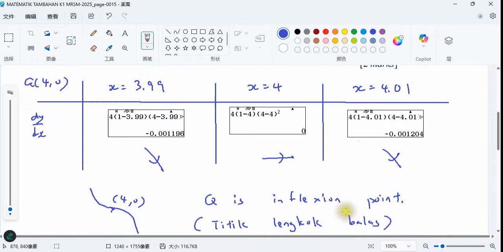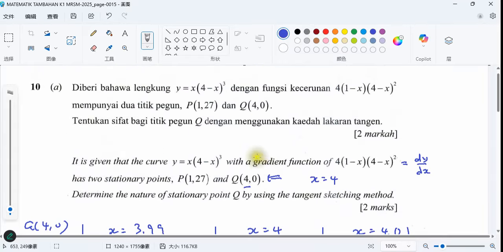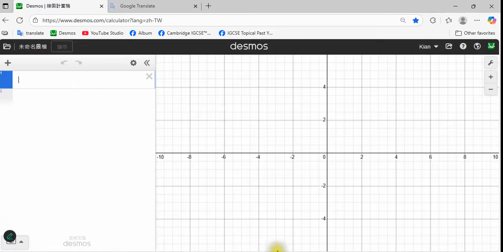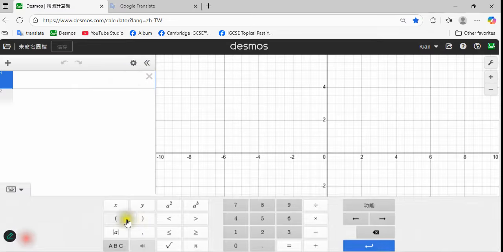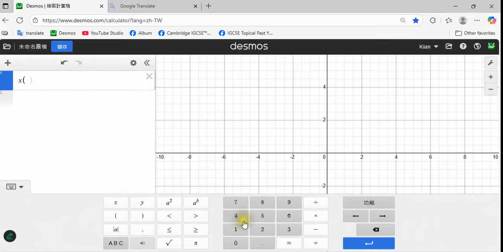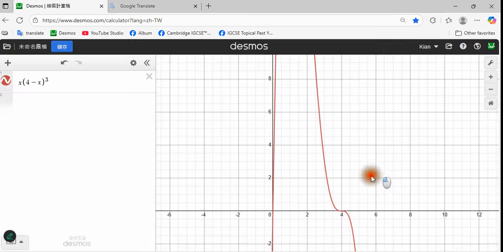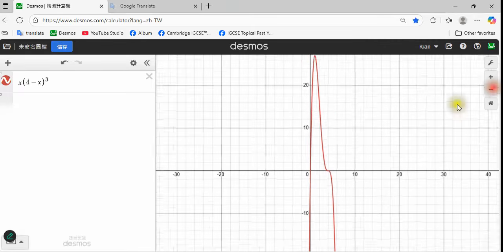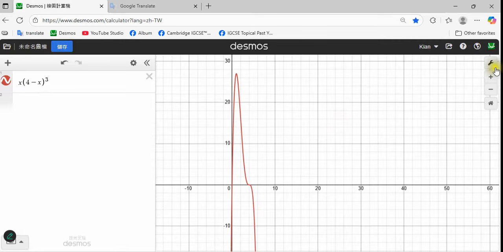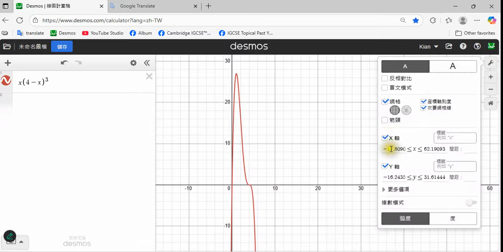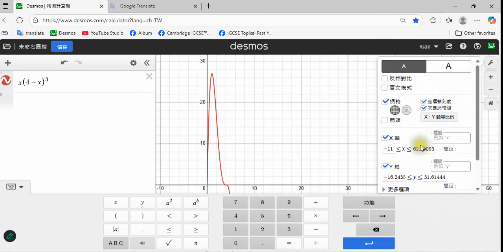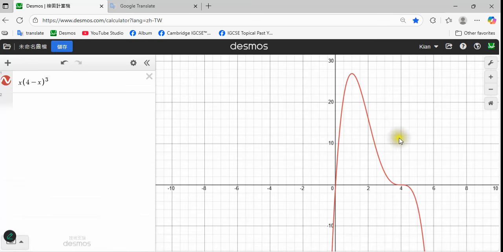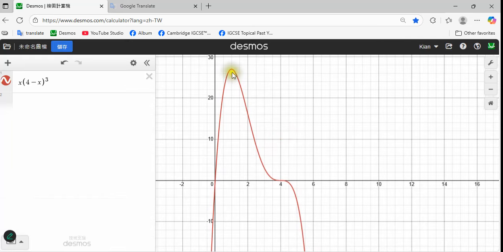The graph is x times (4 minus x) to the power of 3. If we use decimals, we have x times (4 minus x) to the power of 3. So the shape is like this. This is how the shape looks like. So we have from -1 until 10.